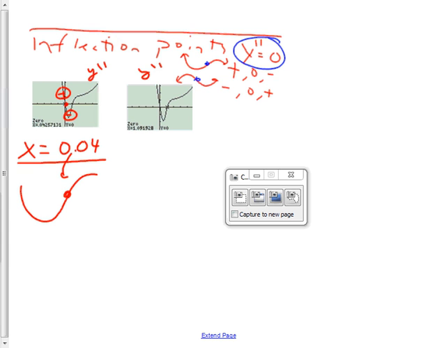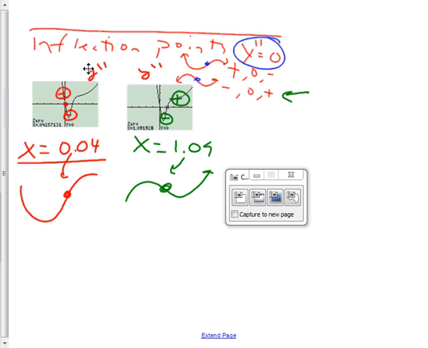In our next inflection point at x equals 1.09, to the left of it, our second derivative was negative. To the right of it, our second derivative was positive. So there we're going from concave down to concave up.